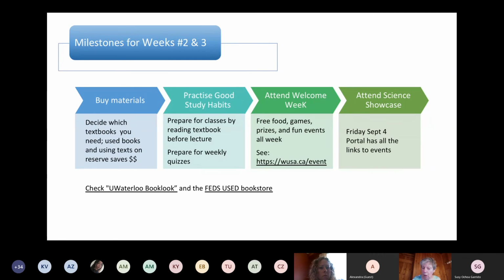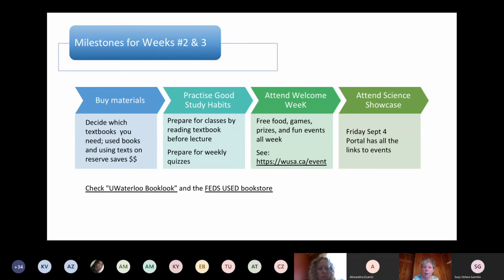So in the following weeks, you should be looking to buy your textbooks. Now, some of you may have already bought your textbook, and you find that under what's called Waterloo Book Look. You can also look at the used bookstore. You can share books with a friend. There's no reason why you shouldn't try to find options for saving money. Go to your class, and maybe the instructor is going to say that textbook is optional, or you could have an e-version that would save you some money. So definitely look for savings there.